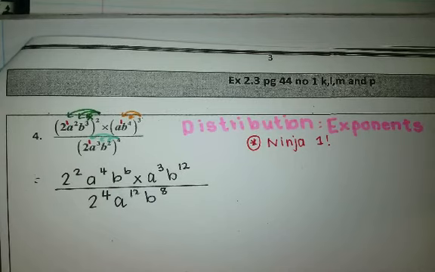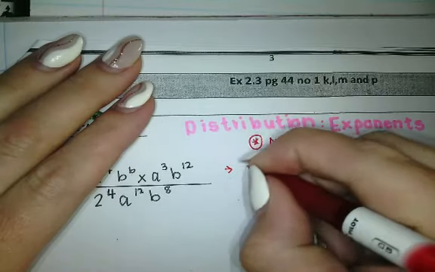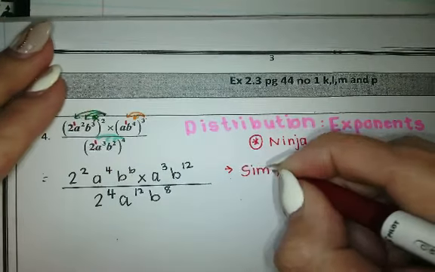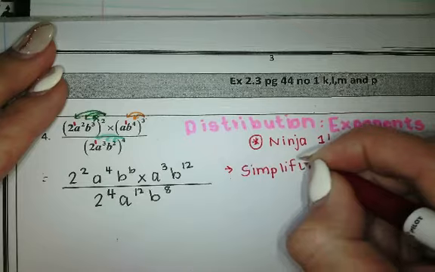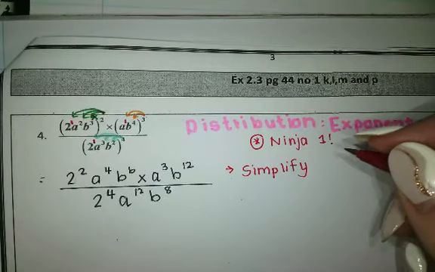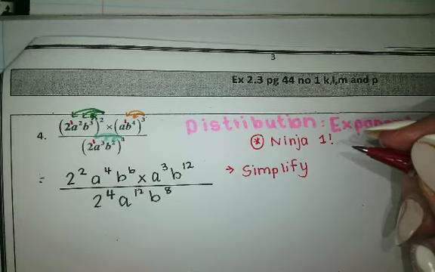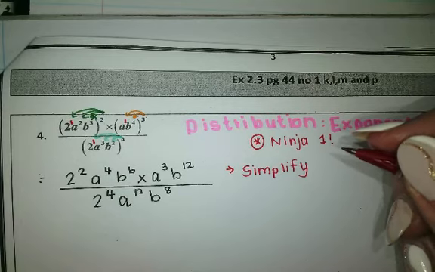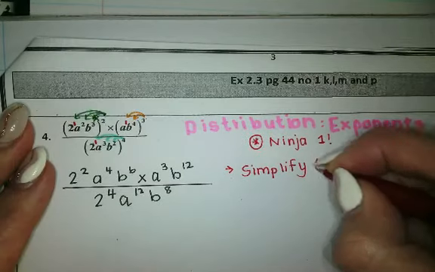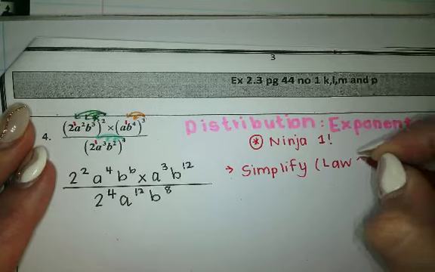Okay, so what I'm going to do next is first simplify the top. How do we simplify the top? Not like terms, we are not multiplying. We're going to use our exponential law number 1. When we multiply with the same base, we add our exponents. So I'm just going to write our law 1.